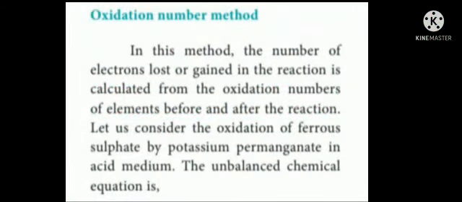Oxidation number method. First, we will start with the oxidation number method. In this method, the number of electrons lost or gained in the reaction is calculated from the oxidation number of the elements before and after the reaction. This concept is explained by taking an example. Here, we are going to explain how to balance the equation of redox reactions using the oxidation number method. It is explained by considering the following example.